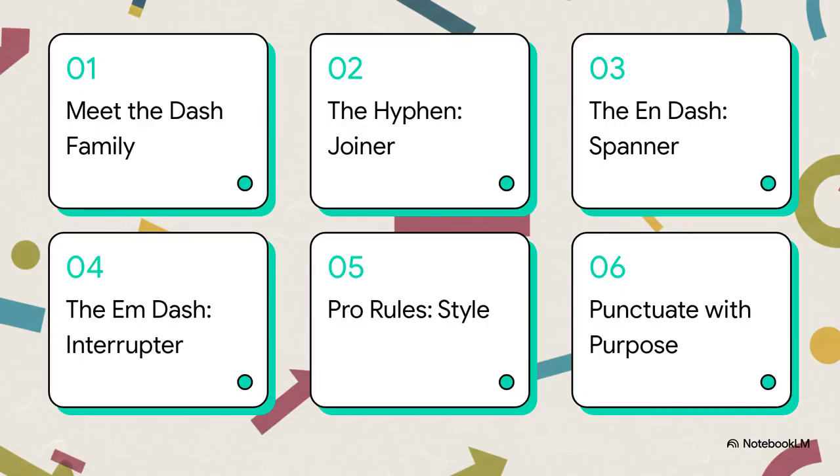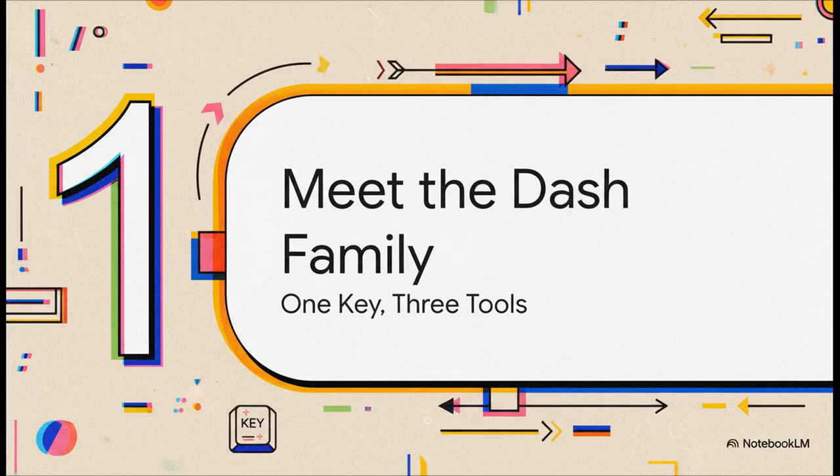So here's our game plan. We're going to open up the Professional Writer's Toolbox. First, we'll meet the whole dash family. Then we'll get to know each tool one by one, the hyphen, the N dash, and the big one, the M dash. After that, we'll cover some pro rules about spacing and style, and we'll wrap it all up by talking about how to punctuate with real purpose. Let's dive in.